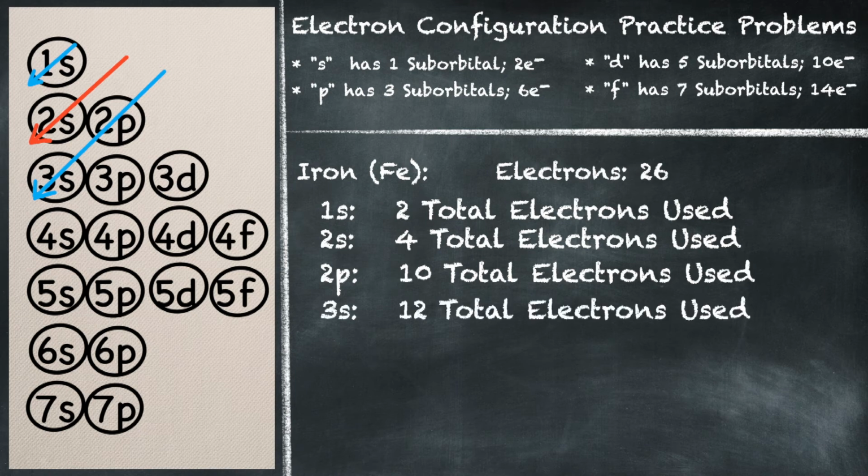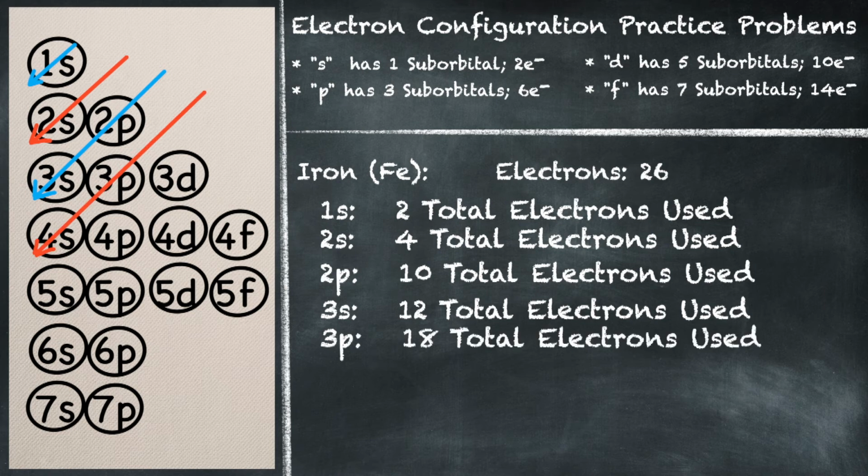3s, we fill that up all the way. That gives us 2 more to give us 12 total electrons. Then we go to 3p, and that's 6 more electrons if we fill it all the way up to give us a total of 18 electrons that we've used. And we're trying to get to 26, and we've used 18. So now we go to our 4s, and we fill that up, and that's 2 more electrons. So now we're at 20. So through 20 electrons, we're 1s, 2s, 2p, 3s, 3p, 4s.